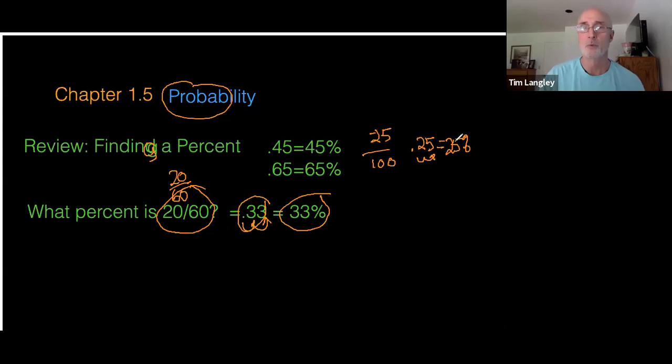So it's a very quick review of finding a percent of something. 2 out of 10 people did something, okay? What is the percent? Again, divide 10 into 2, you'd get 0.2, you would move it and you get 20%, okay? So that's just that little review.